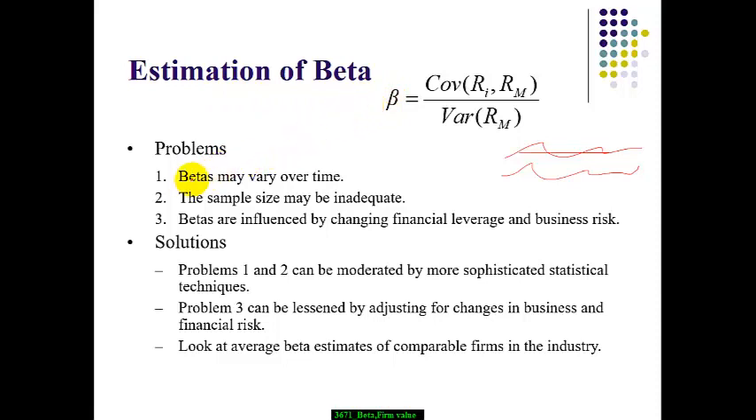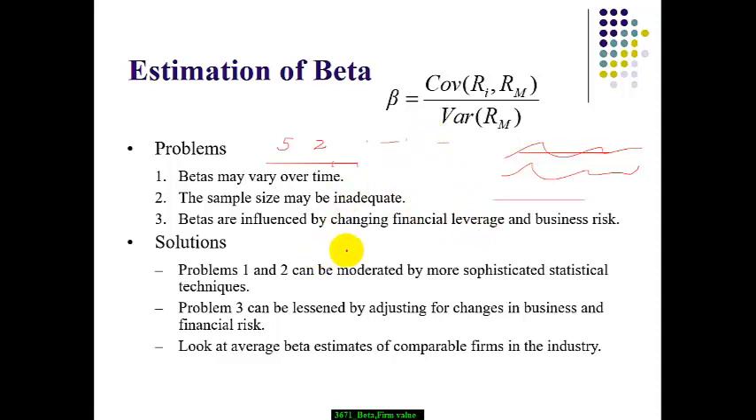When you pick the beta estimates, you pick a sample period, 5-year, 2-year, different frequencies. One issue is the beta may change over time. So if you pick a 5-year rolling window or 2-year rolling window, you may get different beta results. Some new companies have just recently appeared, and they don't have a long history of stock return information.